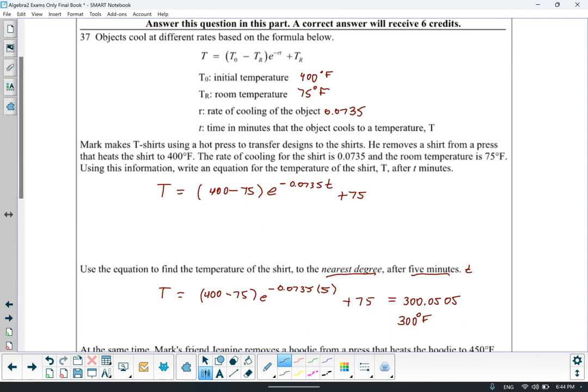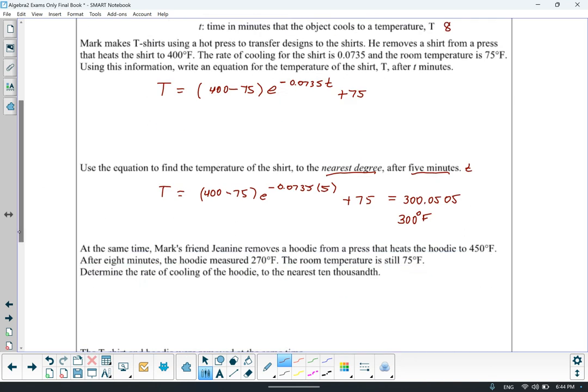So these values are now changing. So your initial temperature is now 450 degrees Fahrenheit. Room temperature is 75. The rate of cooling is undefined. And they gave you two other clues. They said after 8 minutes, it now cools to a temperature of, we're going to do capital T, 270 degrees.